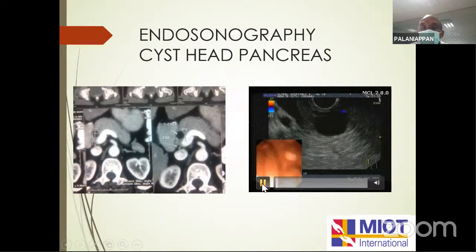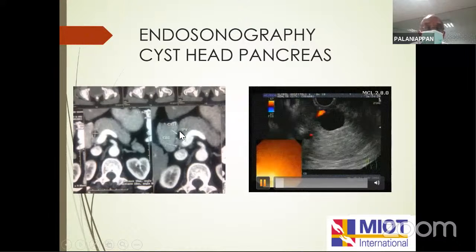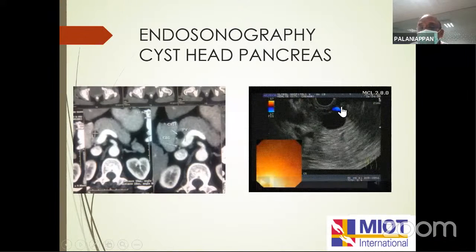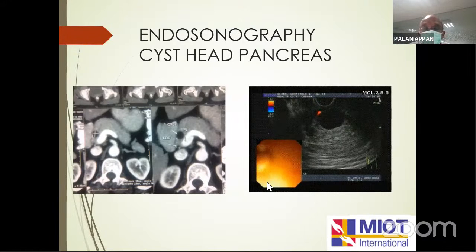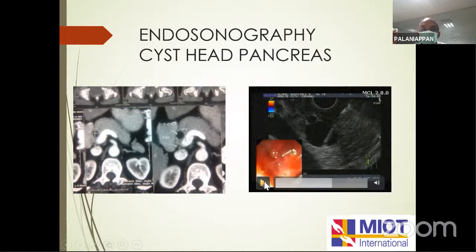That is, you can see the cyst is here, what we are seeing in the CT, but there's a big vessel running on the surface. This is the scope. So between the scope and the cyst, there's a big vessel. But with endoscopic ultrasound, what we can do is rotate the scope, find an avascular window, and through that window, we punctured, we got the fluid, and to the happiness of the patient, it was normal.